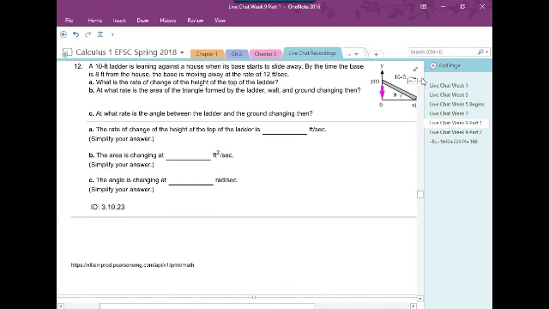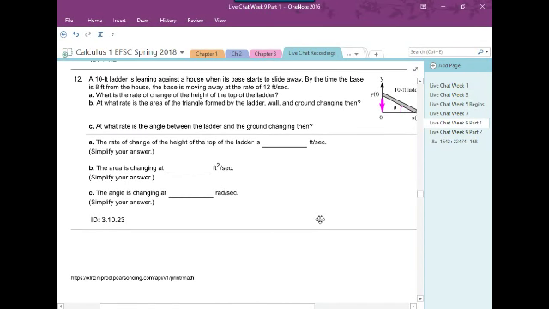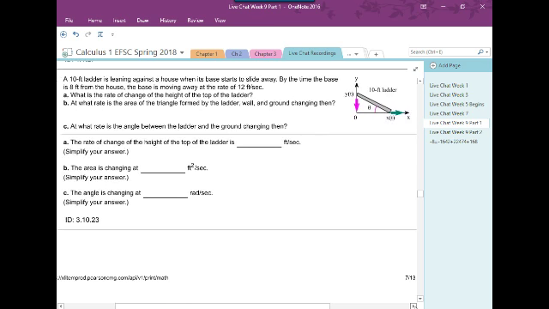Okay, so here's item number 12. It's kind of a classic problem. You see this a lot in different calculus books and standardized tests. A 10-foot ladder is leaning against a house when its base starts to slide away. By the time the base is 8 feet from the house, the base is moving away at a rate of 12 feet per second. What is the rate of change of the height of the top of the ladder?